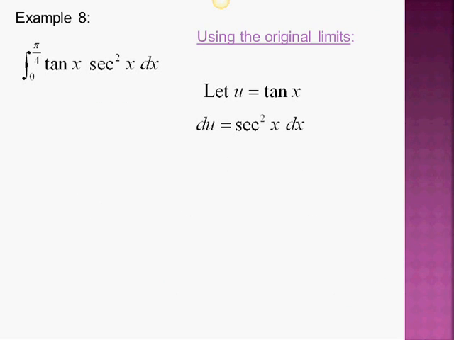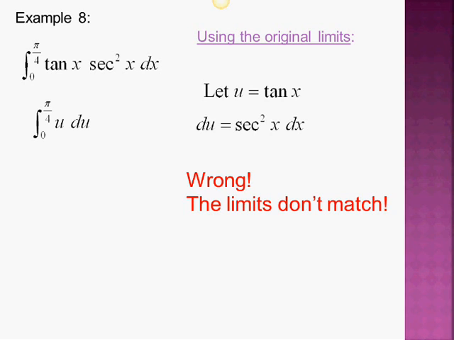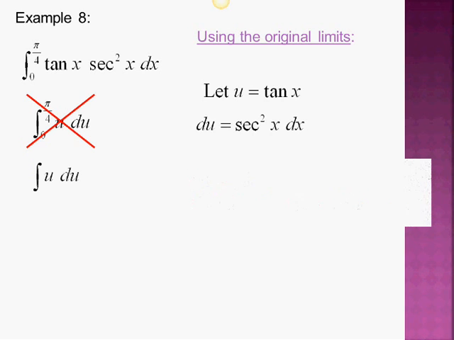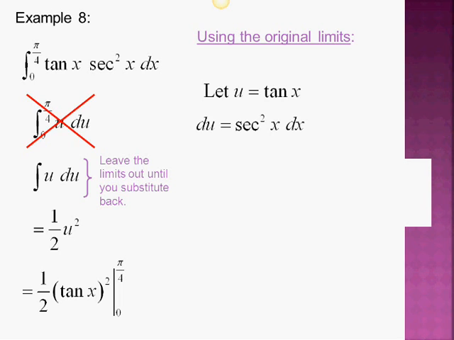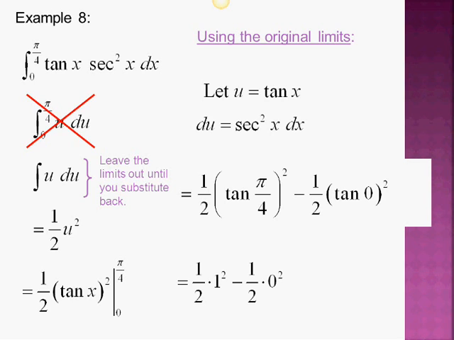Here's the other way you could do it. Using the original limits, I still have the same u, I still have the same du, I still throw in u and du, but I don't want to use 0 and pi over 4 as my limits yet. So let's just write it as an indefinite integral, integrate it, put it back in, my tangent of x function goes back in for u, and now I can put 0 and pi over 4 in. So it really is whatever method you like to use. I do usually use the second method, but you do have to be careful not to forget to substitute back in first.